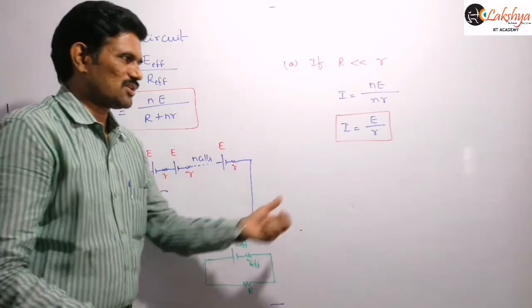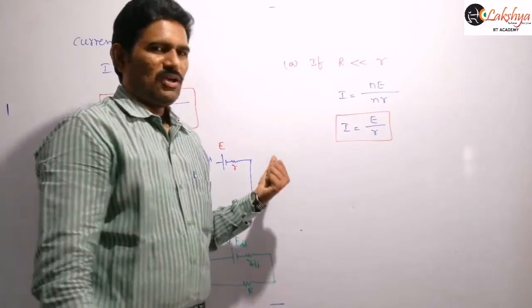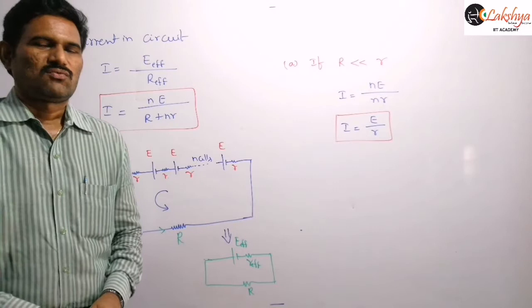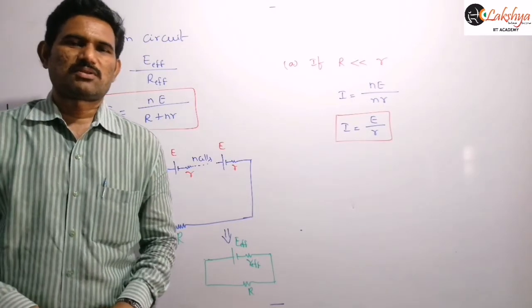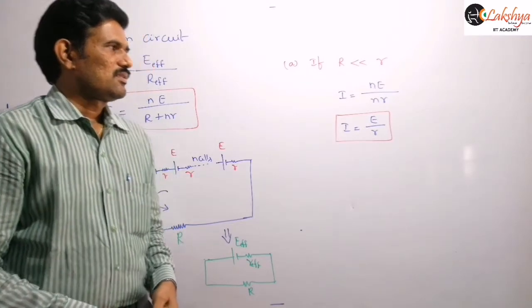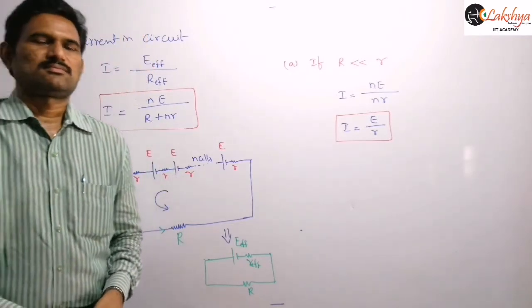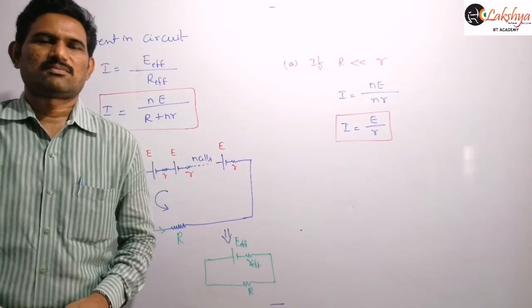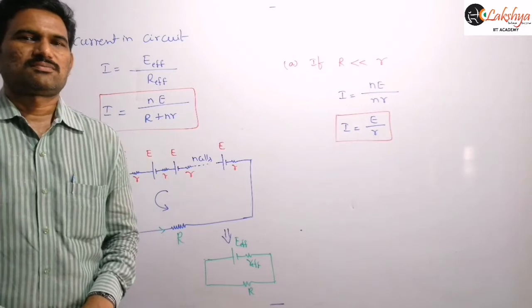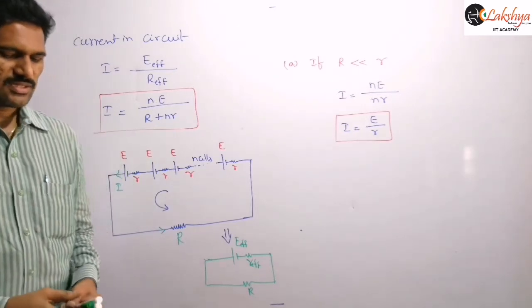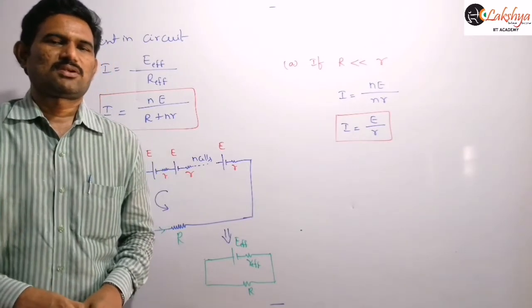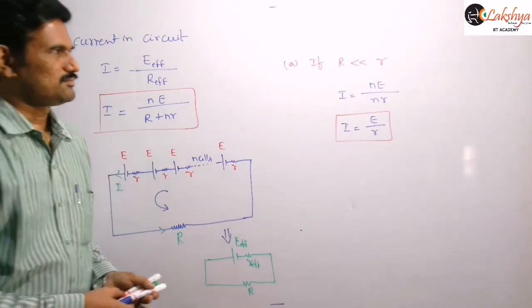So just to mention the point here, when external resistance is very small when compared to the internal resistance, then current flowing through the cell is independent of the number of cells.